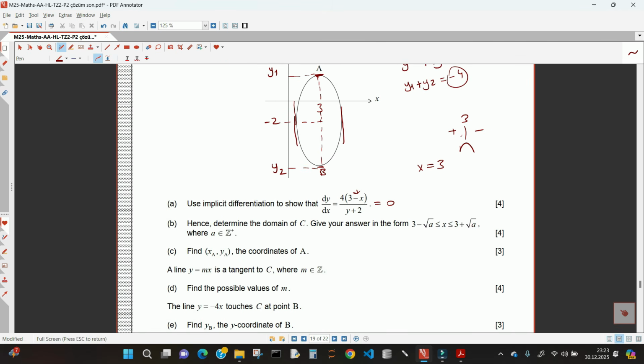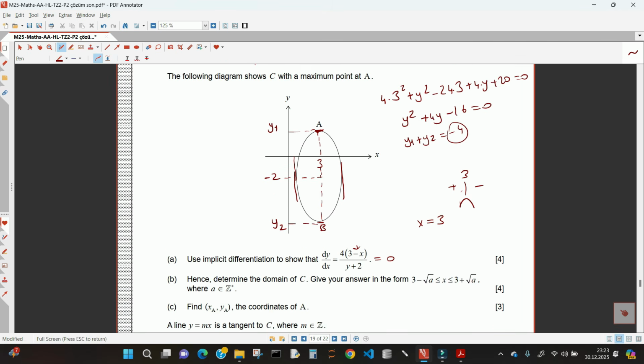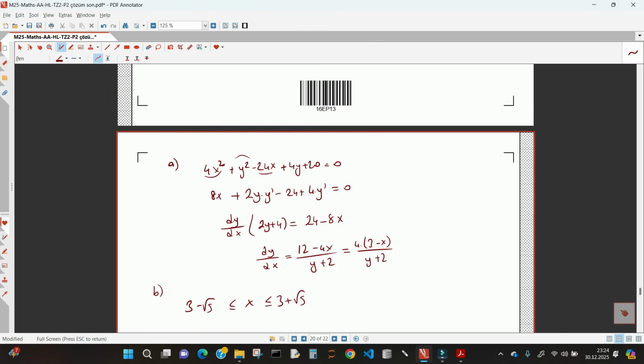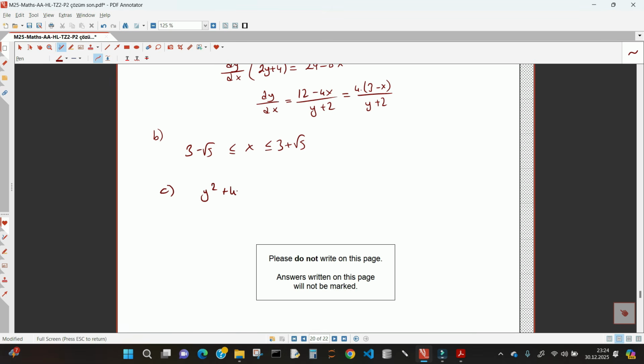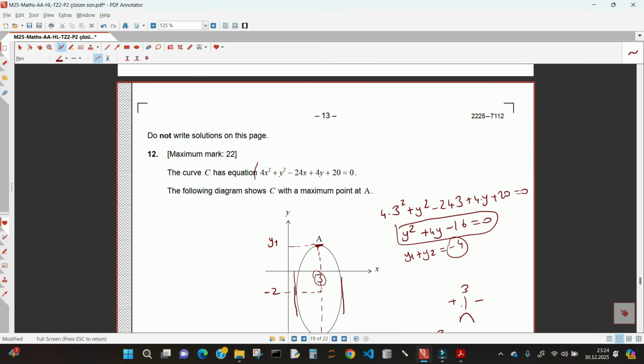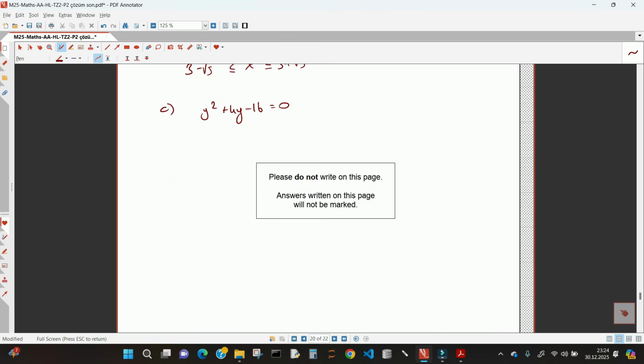Question C, find point A. I know that for this point, we're going to write 3 in this case to find the A coordinate, that is the x value of this coordinate. So I will use already this equation, right? y squared plus 4y minus 16. Yeah, we can now find the y value in here.